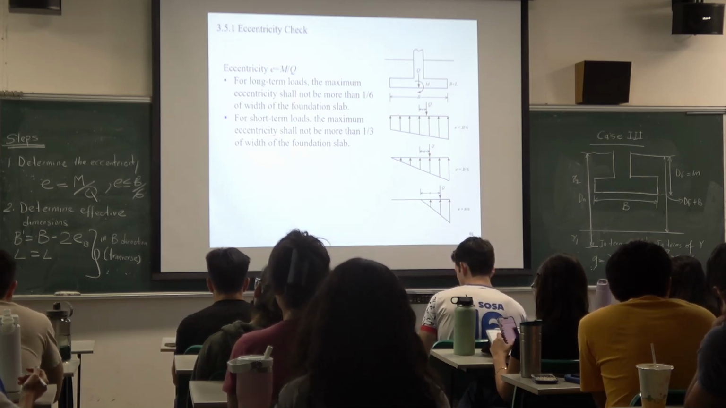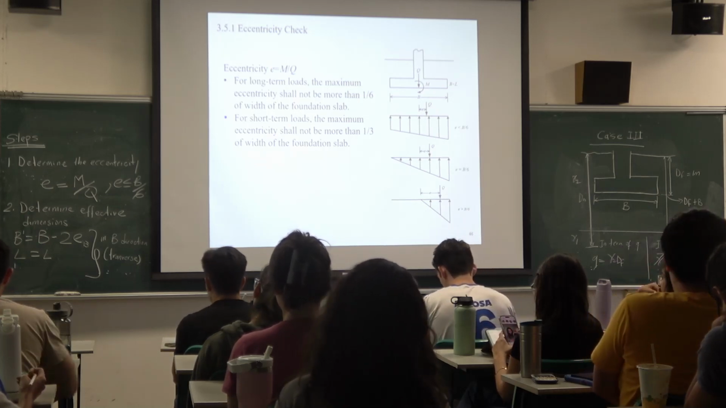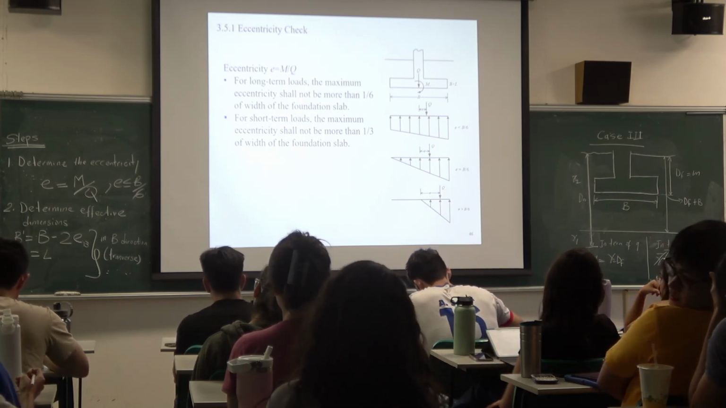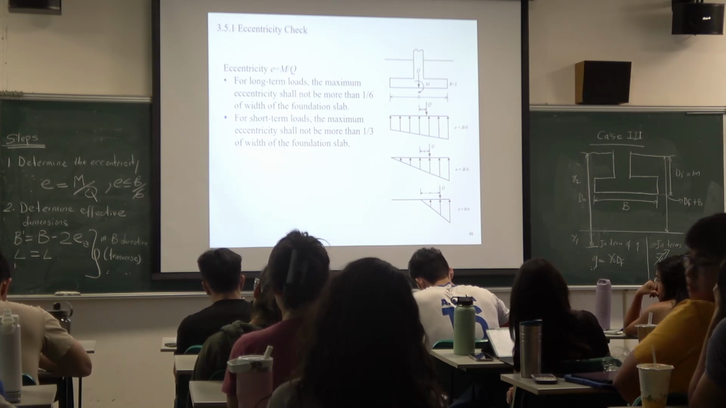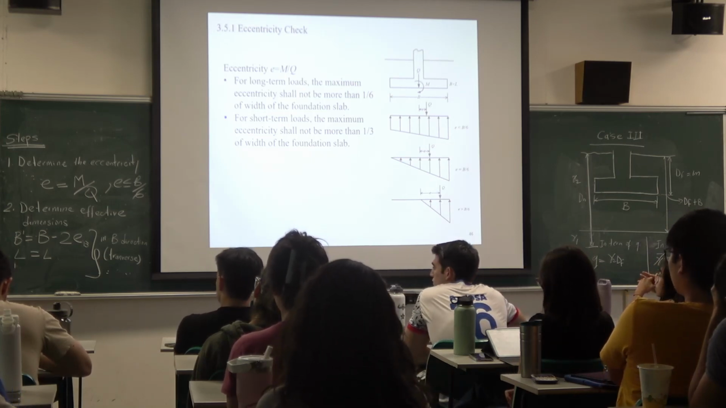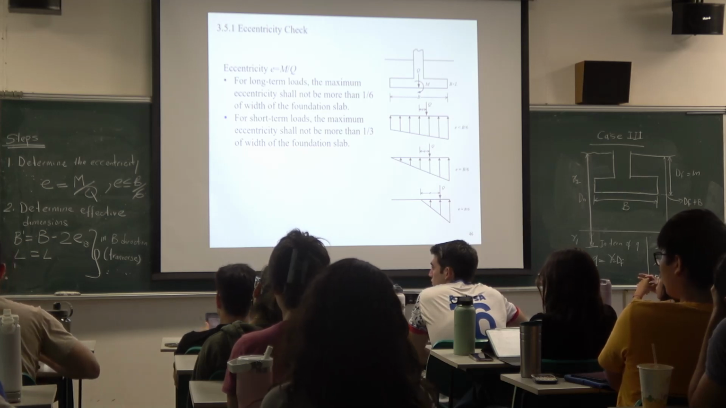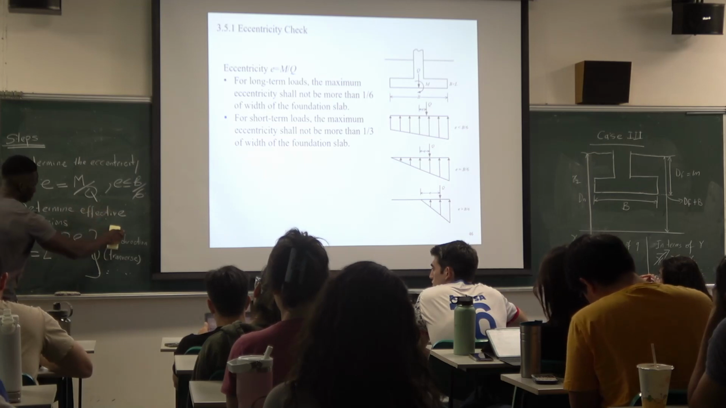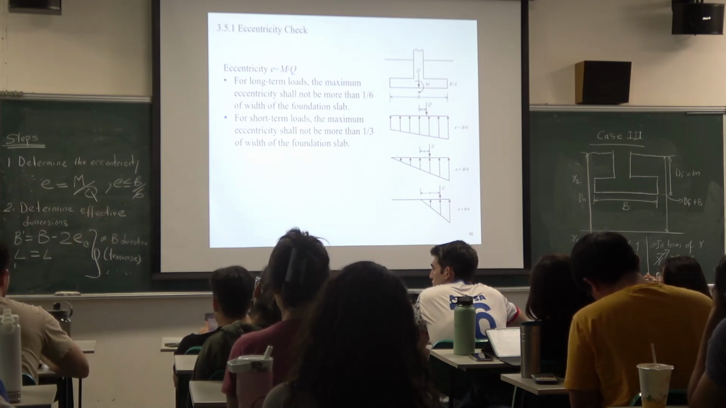So when you are determining the effective dimensions, we have different situations, right? Sometimes the eccentricity can be in the B direction, sometimes it can be in the L direction, or actually sometimes it can be in both directions. So let's also write the formulation when it is in the L direction. I have a lot of space.